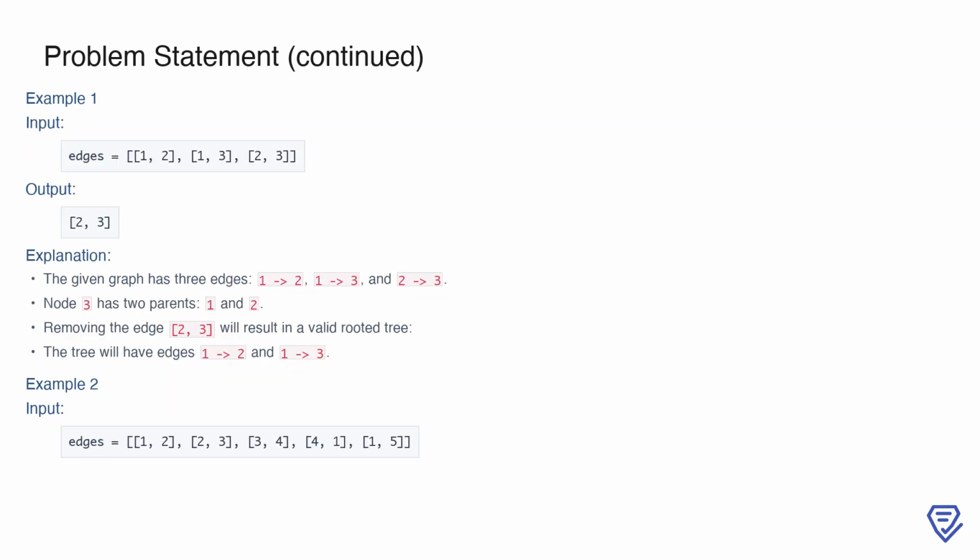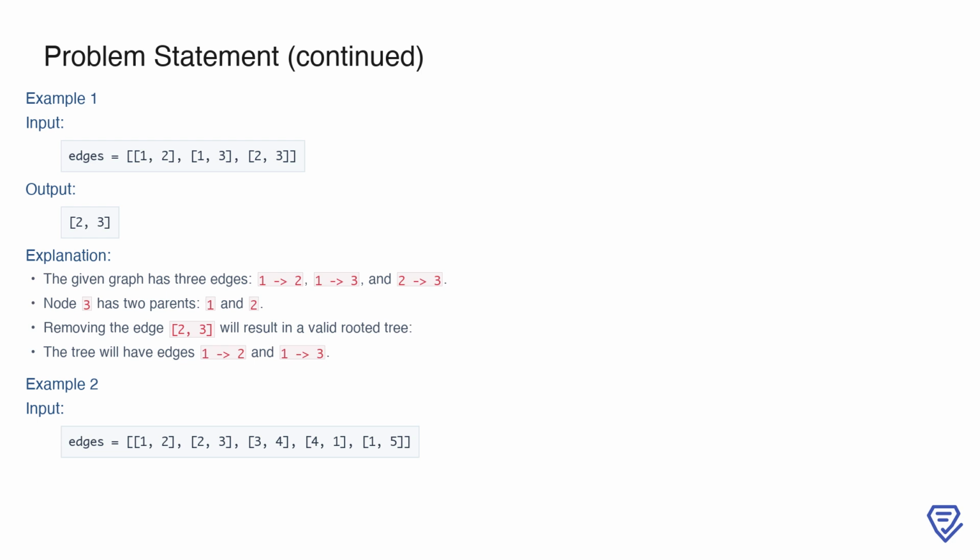Let's look at an example. Consider the input edges equals [1,2], [1,3], [2,3]. Here, the graph has three directed edges: 1-2, 1-3, and 2-3. Notice that node 3 has two parents, node 1 and node 2, which violates the tree structure. To resolve this, we need to remove the edge 2, 3.